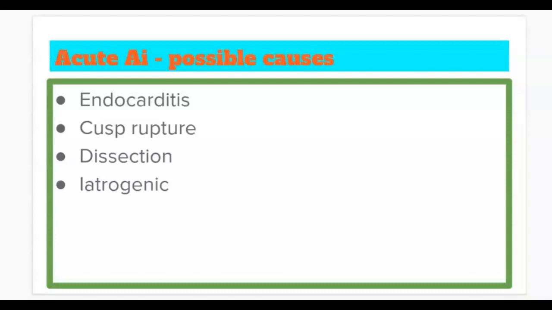We're going to talk a little bit about acute aortic insufficiency and the possible causes of that and what causes it. Endocarditis, a rupture of one of the cusps, dissection of the aorta, or some sort of surgeon cause during an operation or something like that.